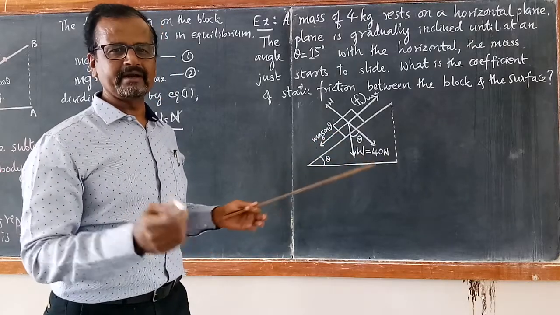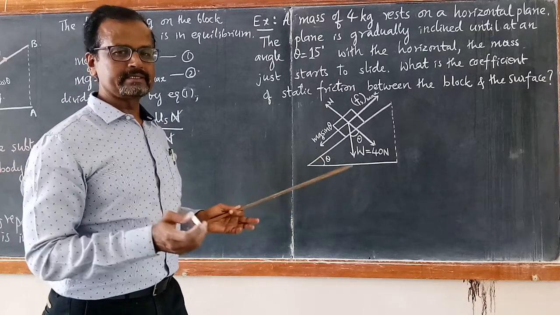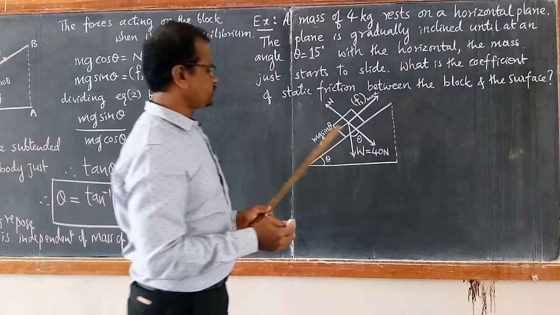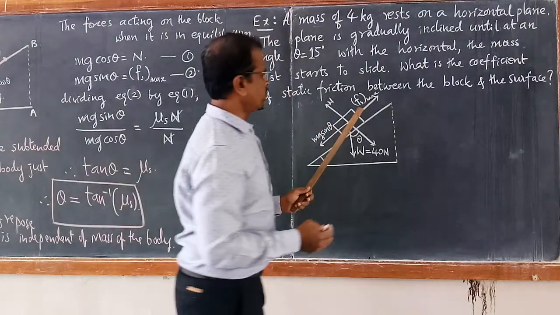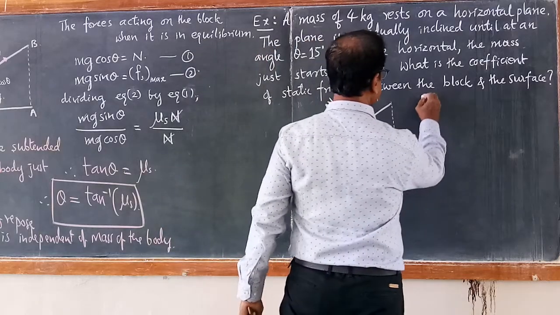I think directly you can get it: tan theta equal to mu s. If you do not understand tan theta equal to mu s, then you need to derive this. So the Fs max must be equal to mg sin theta.